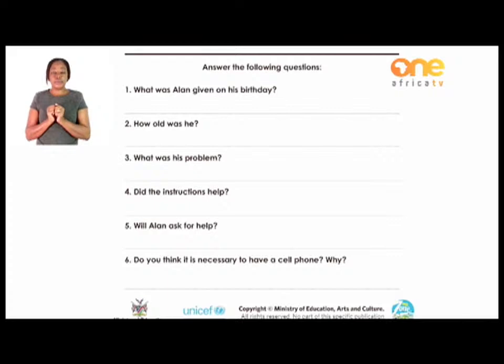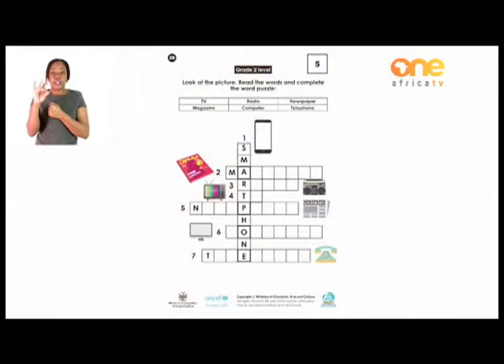Now let's go over to page 28 with the grade 2s. I hope the grade 2s are still here with me. All right. Now we are going to look at the pictures and we read the words and complete the word puzzle. But before we do that, I would like to introduce you a bit to the communication tools.